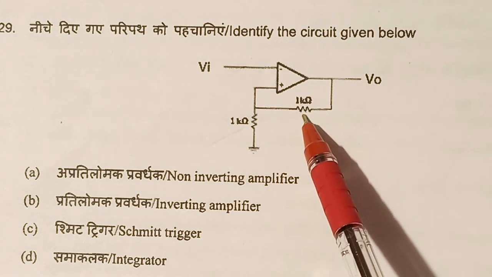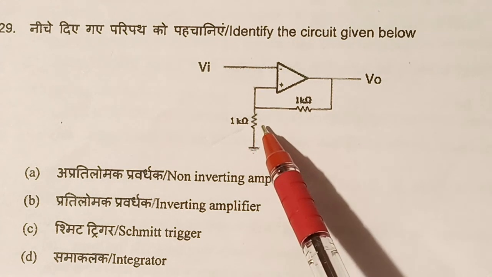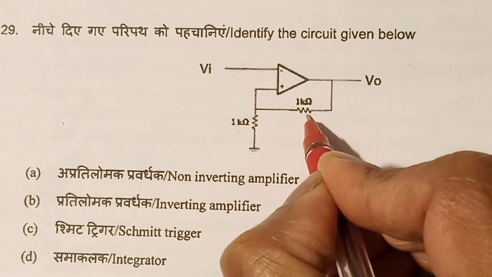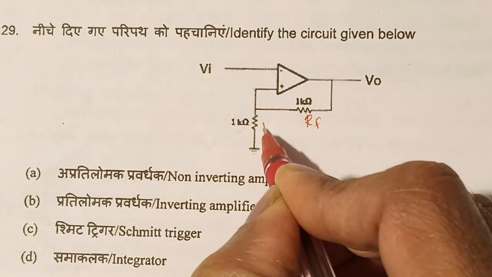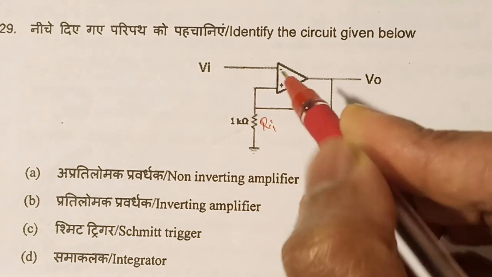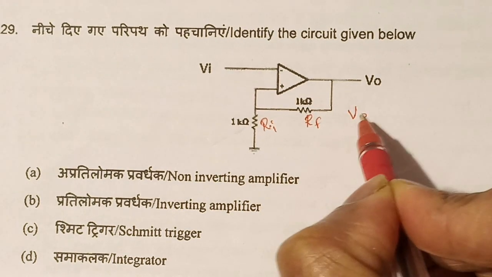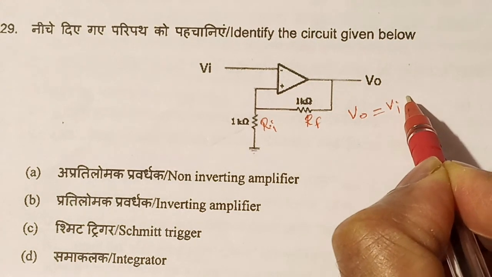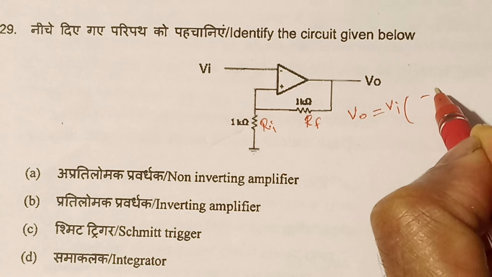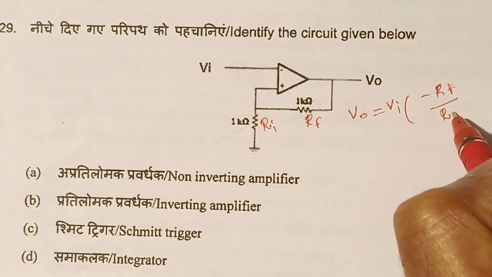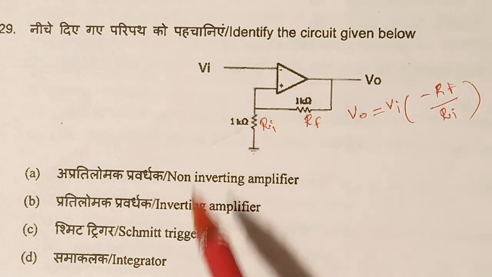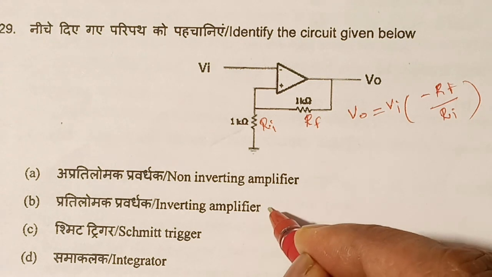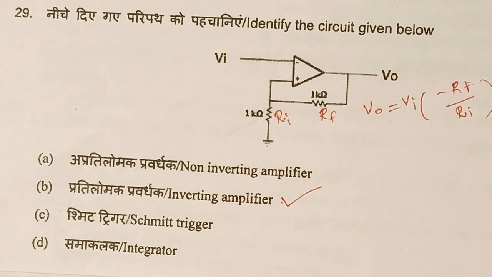This is the feedback resistor, this is the input resistor. This is the RF and this is the RI, and the V out is given as V input multiplied by minus RF by RI. So this circuit is an inverting amplifier circuit. So the answer is option B.